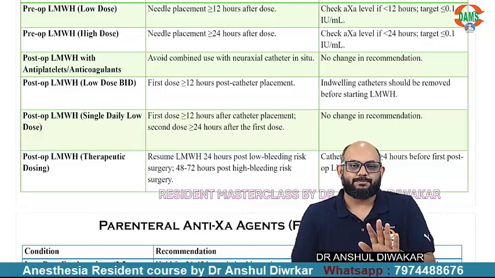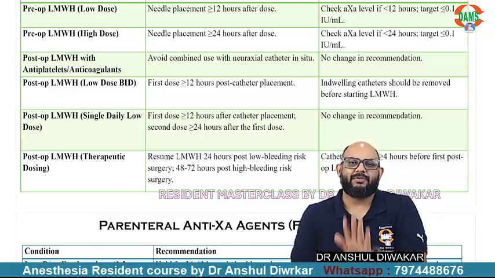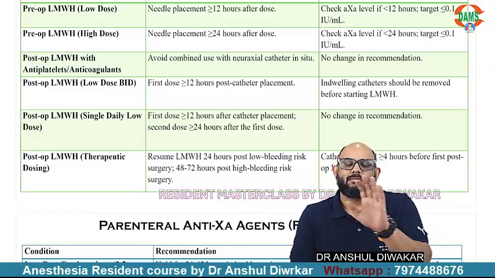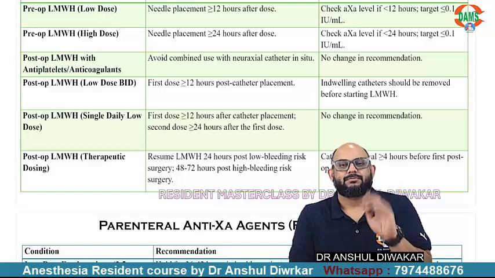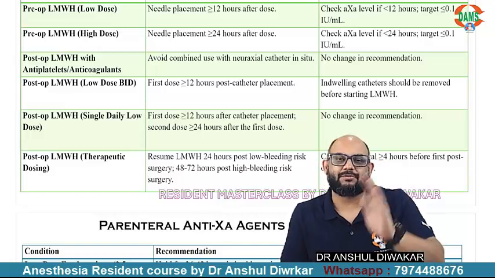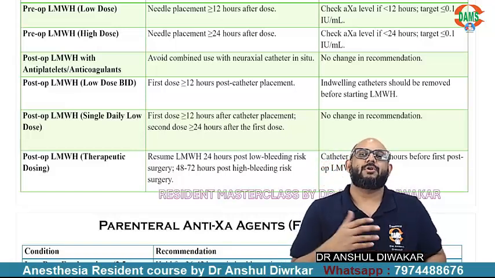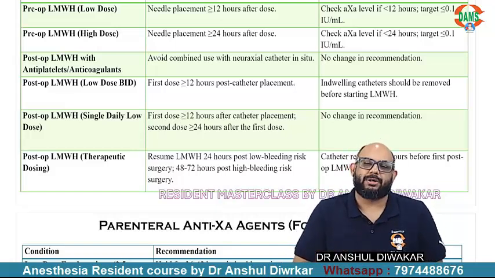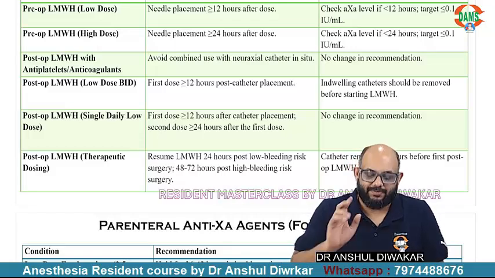Post-op low dose BD dosing, wait 12 hours after catheter placement. OD dosing, first dose 12 hours. Next dose would be 24 hours after the first dose. And post-op, if you are starting low molecular weight heparin therapeutic, then low risk of bleeding, wait for 24 hours, high risk of bleeding, 48 to 72 hours.